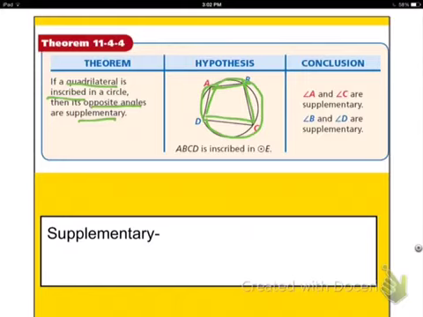So I know the opposite angles. Well, we talked about opposite angles being across. So I know that A and C are going to be opposite angles. I know that D and B are going to be opposite angles because they're across from each other. So the conclusion is that A and C are supplementary and B and D are supplementary. So the question now is, what is supplementary?